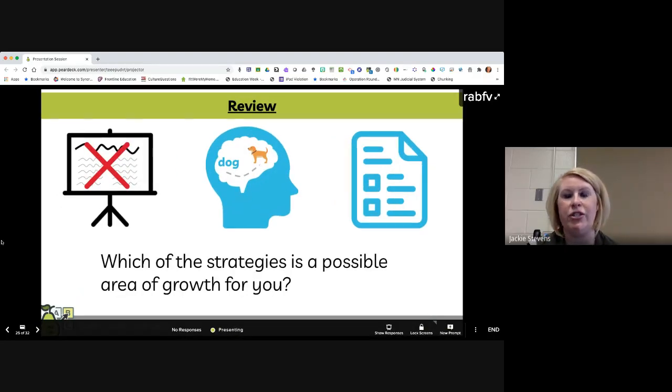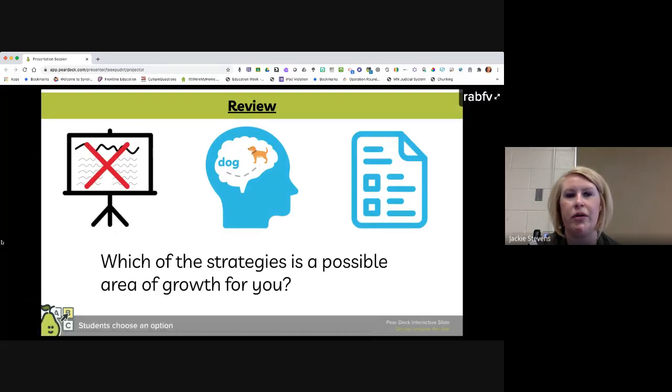And of course, then we have to look at the other side. Which of those strategies might be an area of growth for you? Avoiding a lot of text on handouts or slides, or trying not to talk while students are trying to read the handout or slides, putting the images and the speech together, or having that more consistent layout.